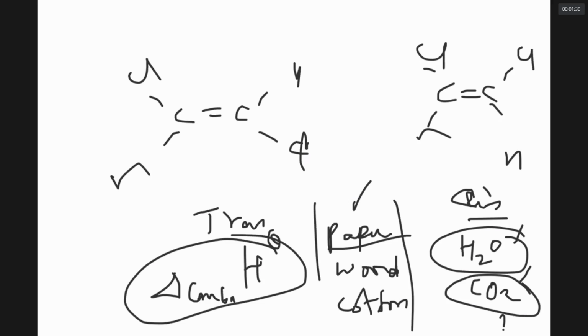More is the heat of combustion, less is the stability. Less is the heat of combustion, more is the stability. If heat of combustion is zero, that is very, very stable. Are we very clear about it?